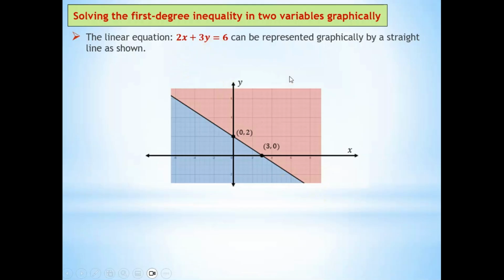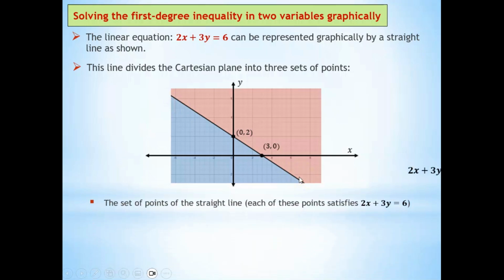That's the first one. But what I wanted to say here, this line divides the plane into three sets of points. First set is the points of the same line. (0, 2) one point, (3, 0) one point.